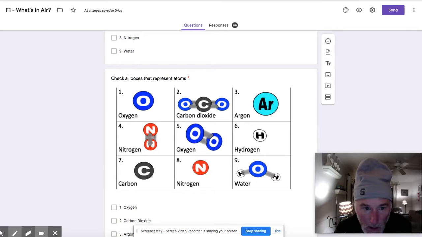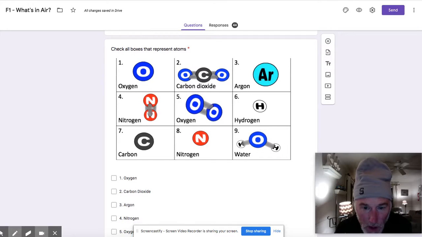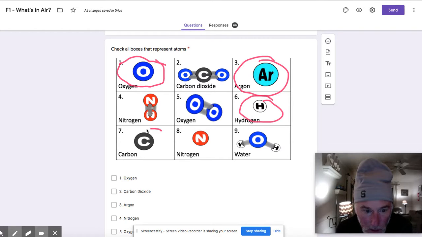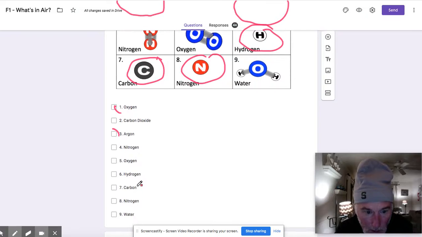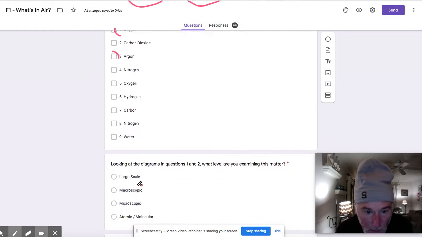Okay. On to the next question. Next question is about atoms. Which boxes represent atoms? We can see here that we have oxygen as a single atom. Argon is a single atom. We have hydrogen as a single atom. Carbon and nitrogen. So if we check those boxes down here for those particular answers, we got that problem correct. Okay, so that's how we did that one.